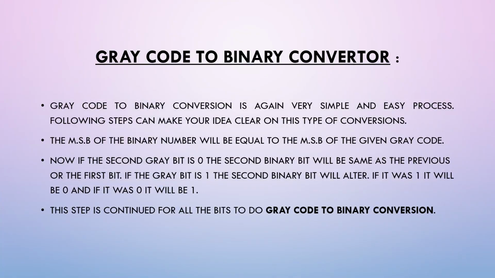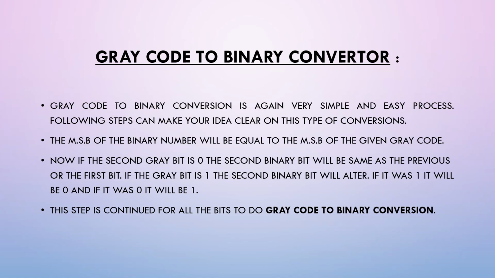Gray code to binary converter. Gray code to binary conversion is again a very simple and easy process. The following steps can make your idea clear on this type of conversion. The most significant bit of the binary number will be equal to the most significant bit of the gray code. Now if the second gray bit is 0, the second binary bit will be the same as the previous or the first bit.